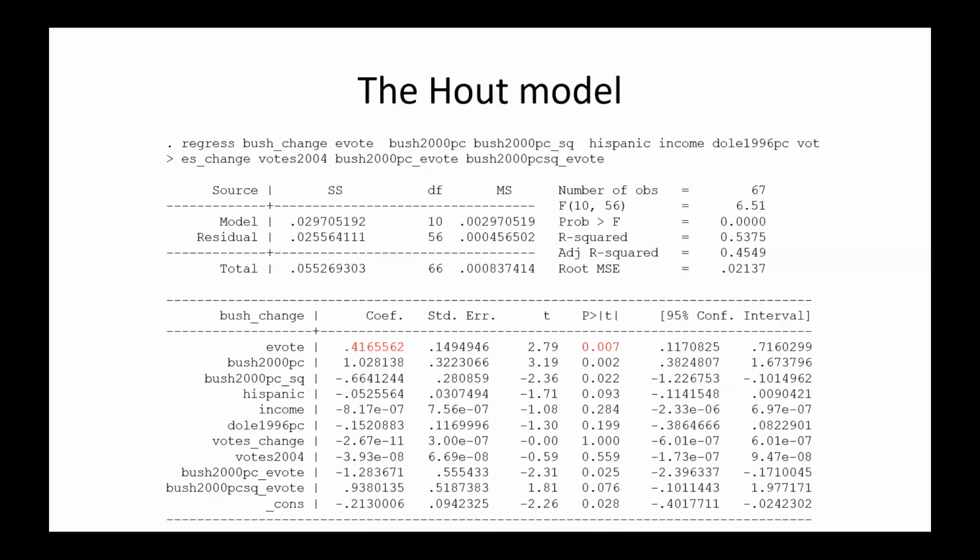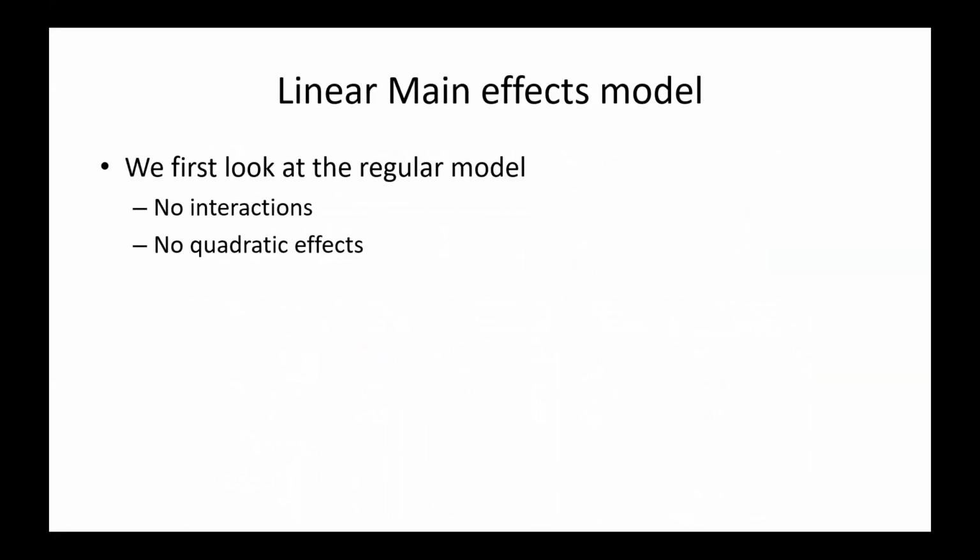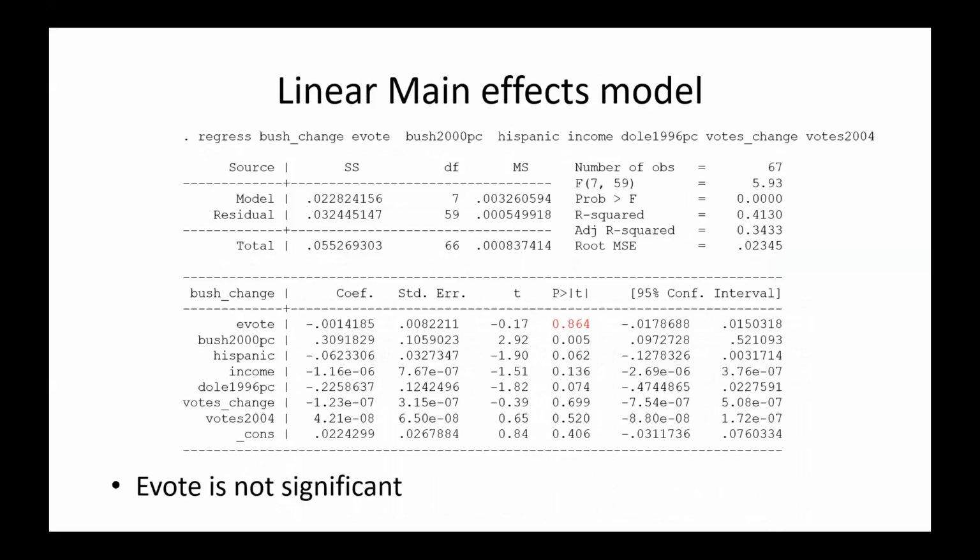Okay, so we're now backing up, and we're going to go as if we didn't know this. And if we didn't know this, we would run a linear model at the beginning without interactions and without quadratic effects, just to get started. And if we do that, so this is the same regression, except those interactions and quadratic effect removed, we are getting a slightly negative coefficient for e-vote, but it doesn't matter because it's not significant. So no effect of e-voting. And it's not a little bit not significant. We're talking 86%, like it's not significant.